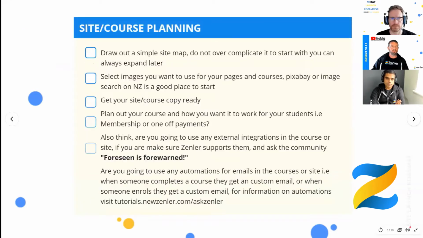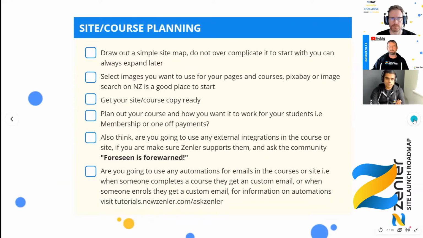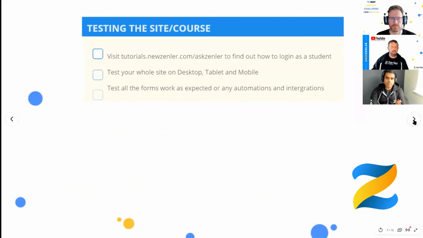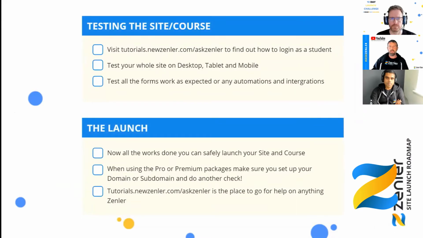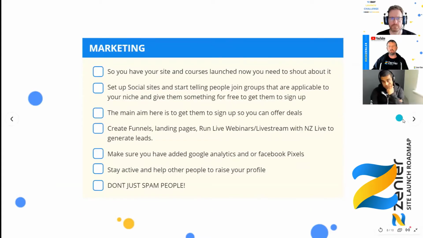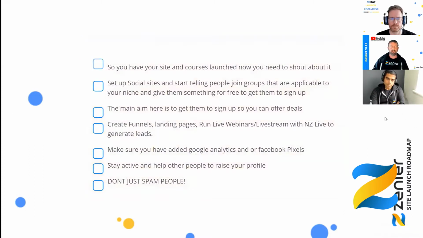Moving through this, we've got site and course planning. So this is planning. Before we actually get even into Zenler, we're doing our planning before. So we're giving you a full breakdown through the whole process. Then once you go into it, we've got build the site and build your course. And then we go testing your site. So you've got to test everything. Then we've got the launch. And then we run into marketing. So this gives you a full thing right the way through so you can release.